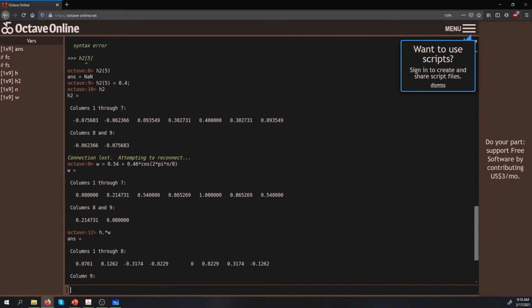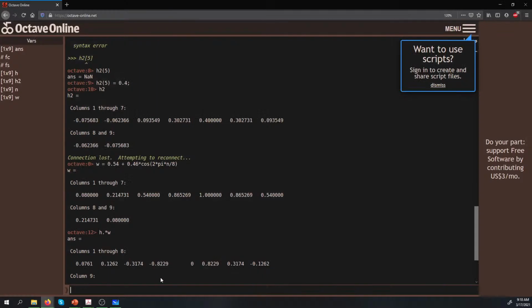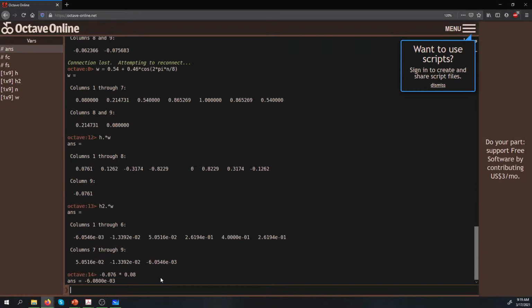So if we take our values from our equations, because we have truncated values here, we're just going to be multiplying them across. So I'm just going to do this one here, negative 0.076 and 0.08, to show you what this looks like in Octave. So negative 0.076 multiplied by 0.08. And you see here we get a truncation, and that's just telling us the answer is up to 10 to the negative 3.